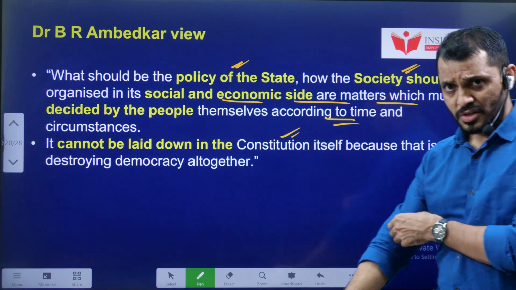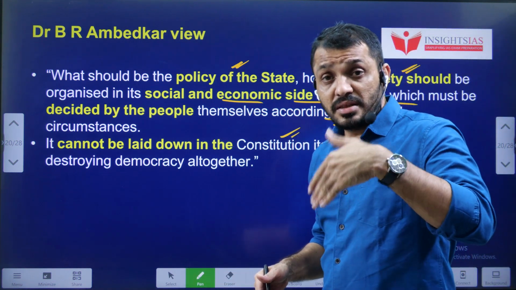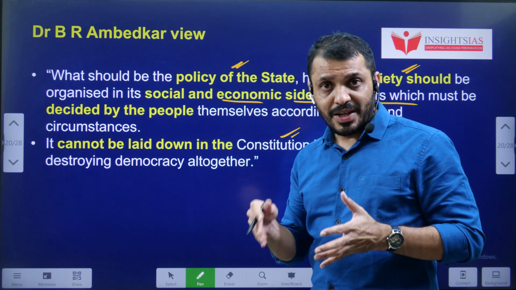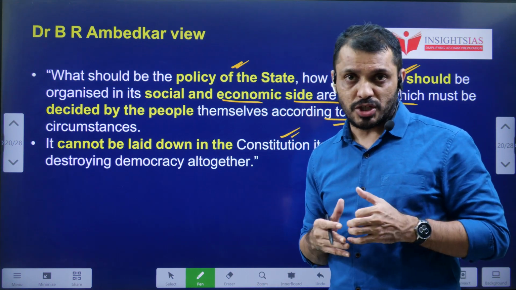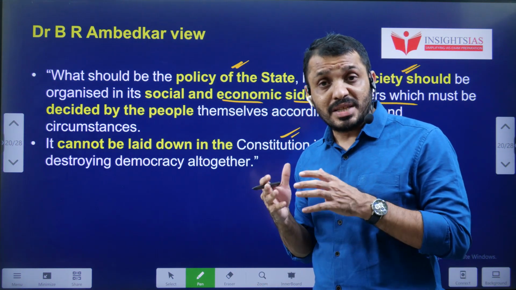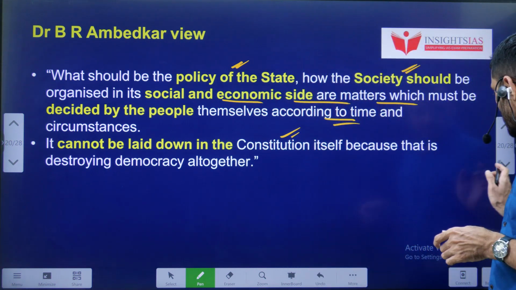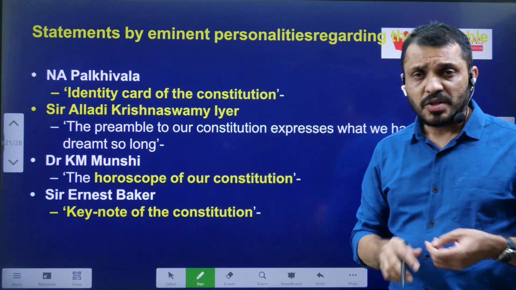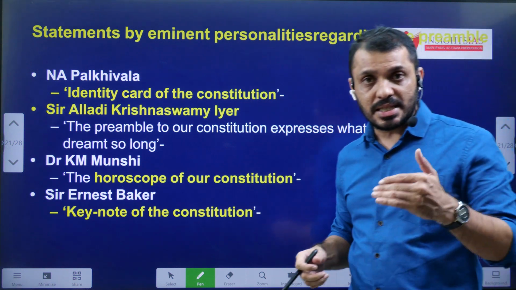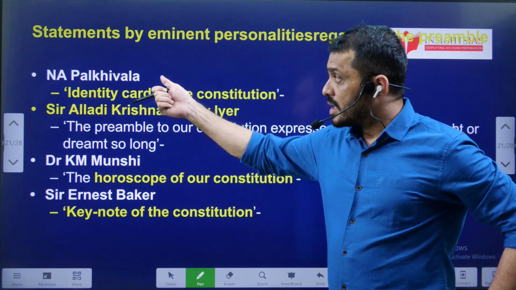So that means, based on the then social conditions, the country will go in terms of secularism as well as socialism. Because of this idea, B.R. Ambedkar declined to include these two words in the preamble. Next, we will see some of the eminent personalities' comments on the preamble.